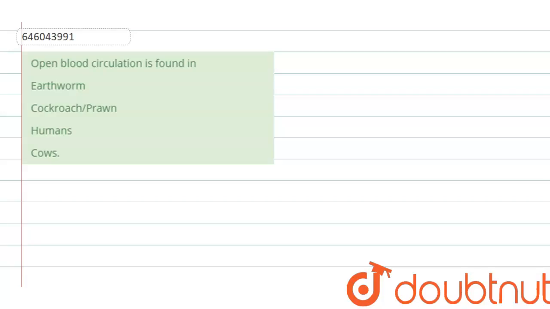Hello, everyone. The question that is given over here is, open blood circulation is found in. So the first option is earthworm, the second option is cockroach or prawn, the third option is humans, and the fourth option is cows. So let us solve this question.